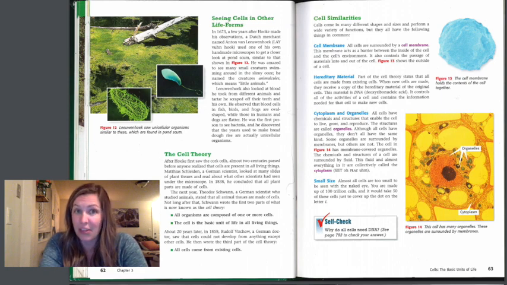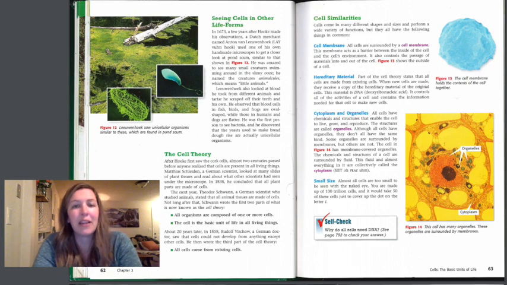Over to page 63. Cell similarities. Cells come in many different shapes and sizes, and form a wide variety of functions. They all have the following things in common. A cell membrane. All cells are surrounded by a cell membrane. This membrane acts as a barrier between the inside of the cell and the cell's environment. It also controls the passage of materials into and out of the cell. Figure 13 shows the outside of a cell.